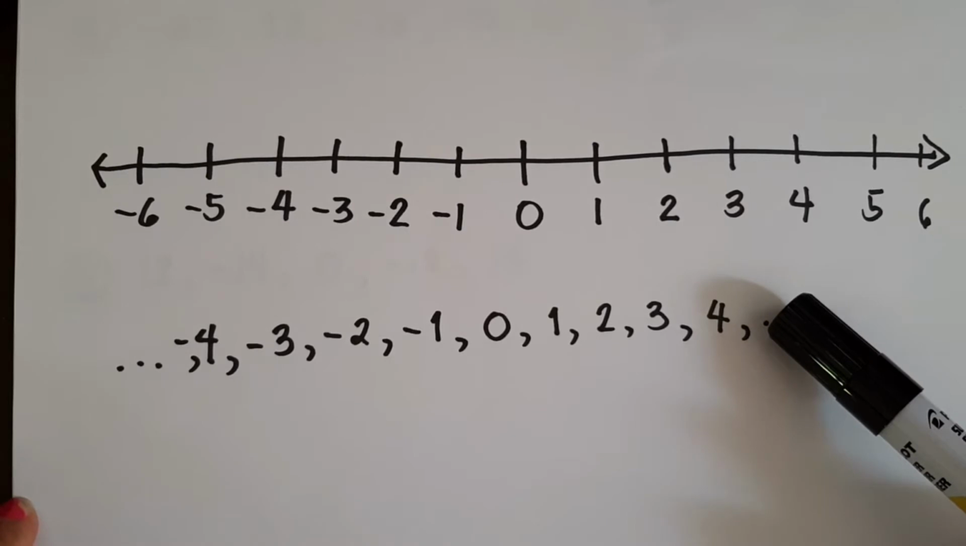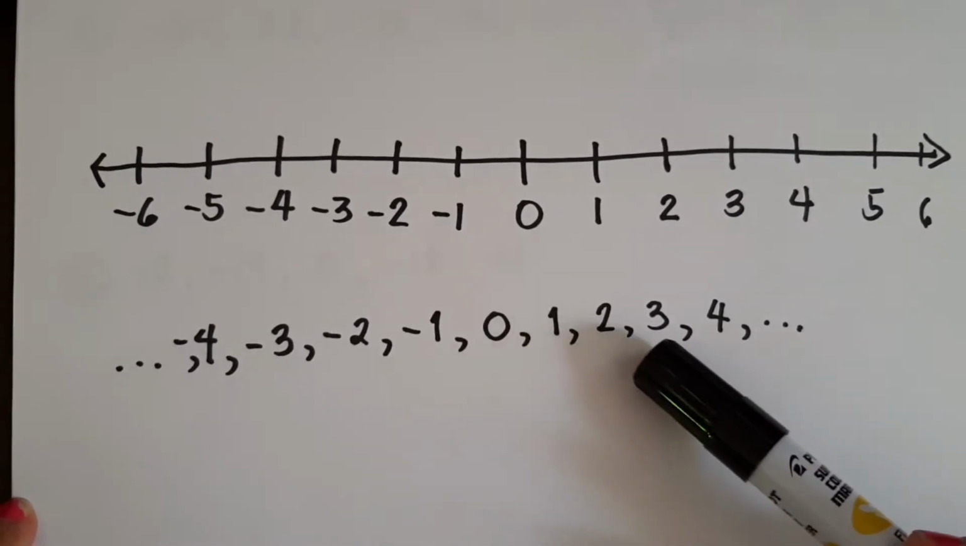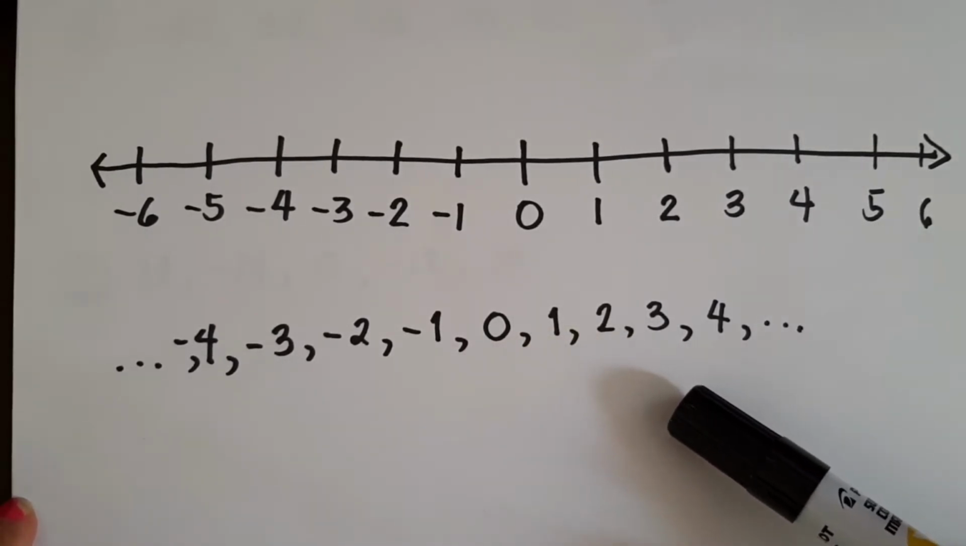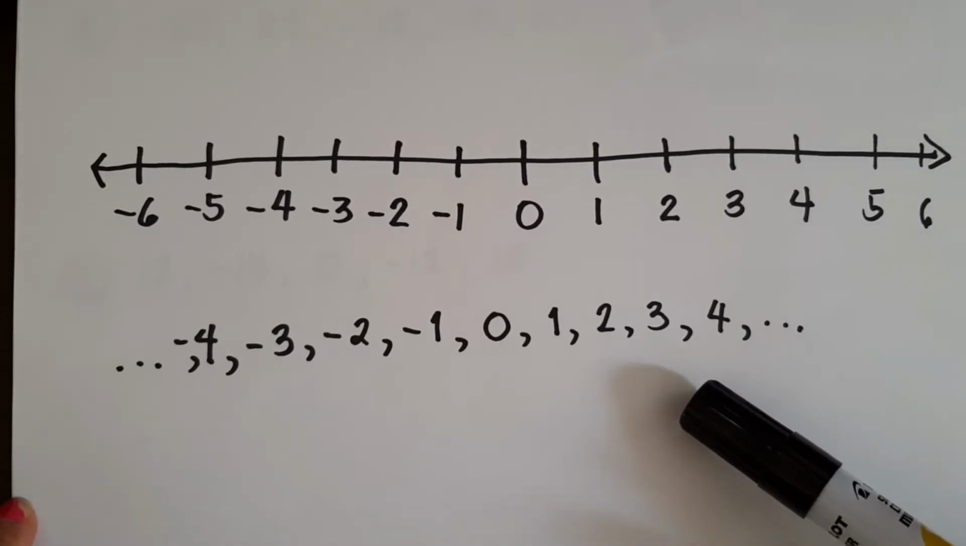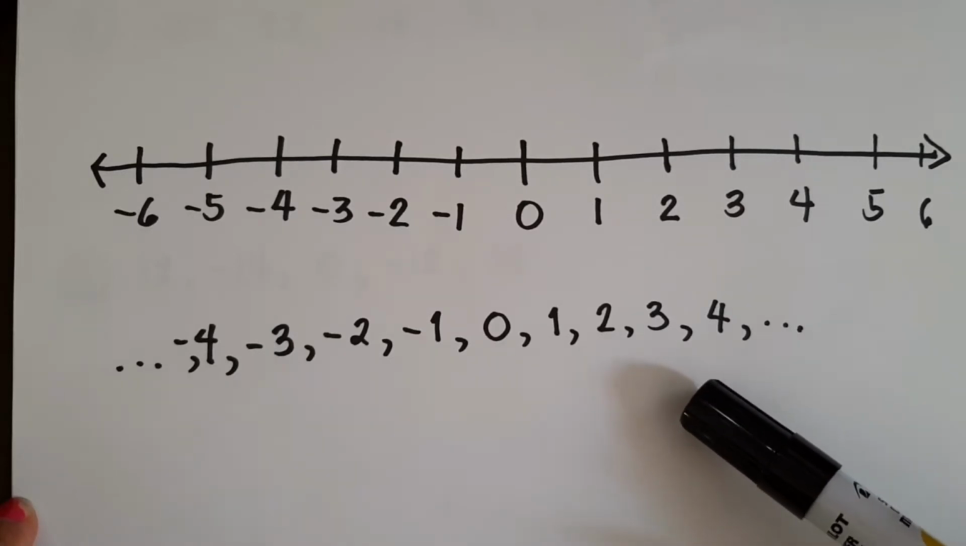A non-zero number written without a sign is understood to be positive. So, hindi na natin siya kailangang lagyan ng sign. Pag walang sign, understood na positive. 0 is not positive nor negative. So, it is neither negative nor positive.